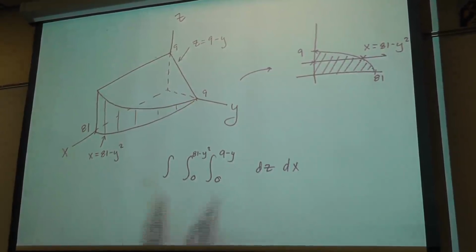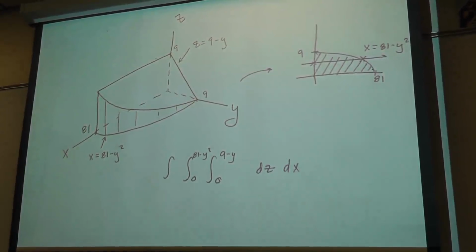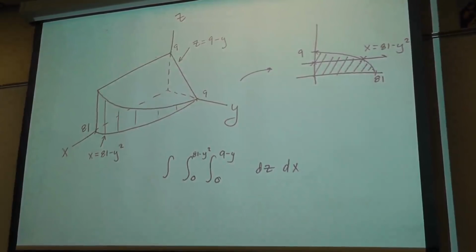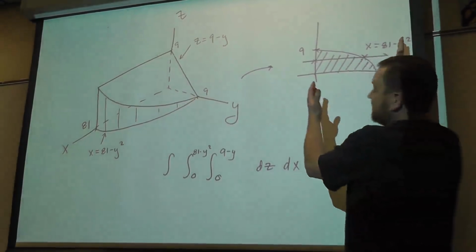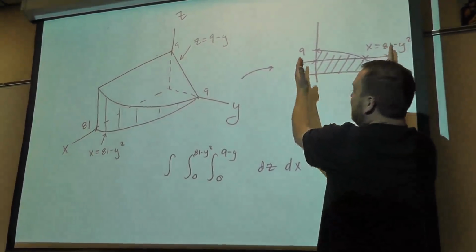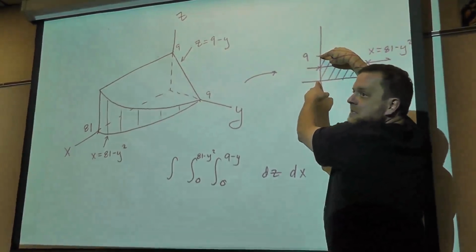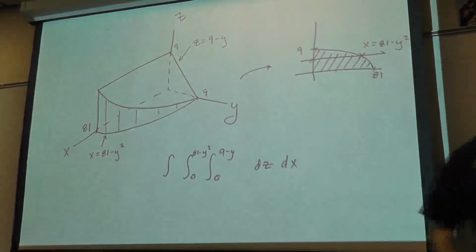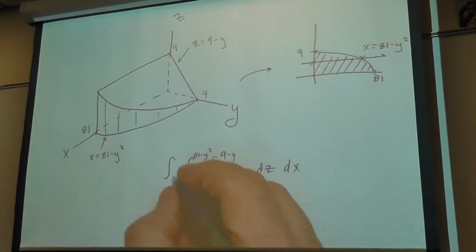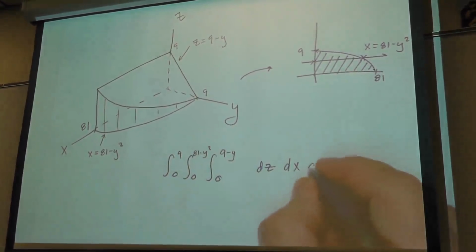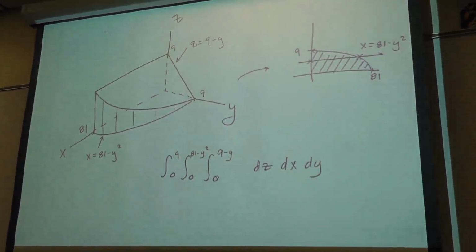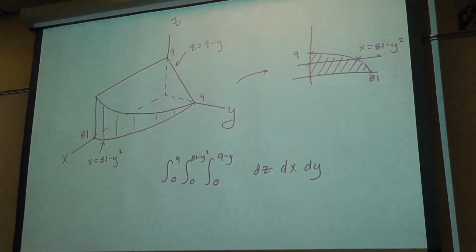But then what do you commit for your y limits when you're finished? 0 and 9. Yeah, so we diminished the z dimension from 3D to 2D. Now we want to diminish the x direction from 2D to 1D. And then the limits left over represent your constant limits for the y interval. And so that would be the setup for that particular volume problem.